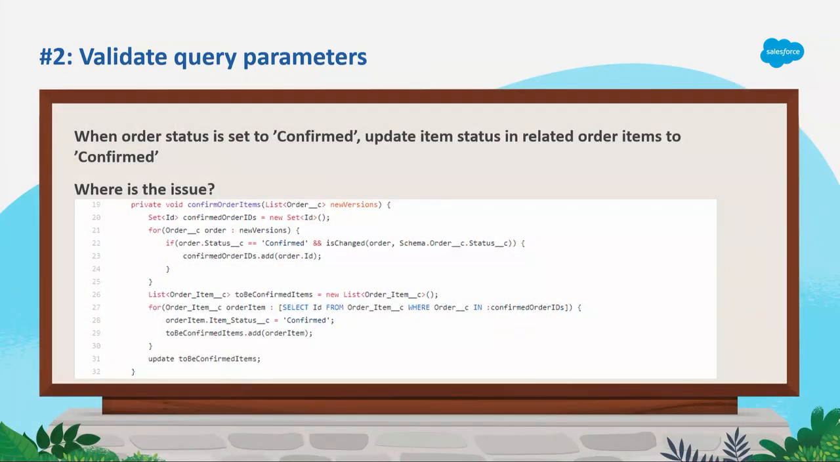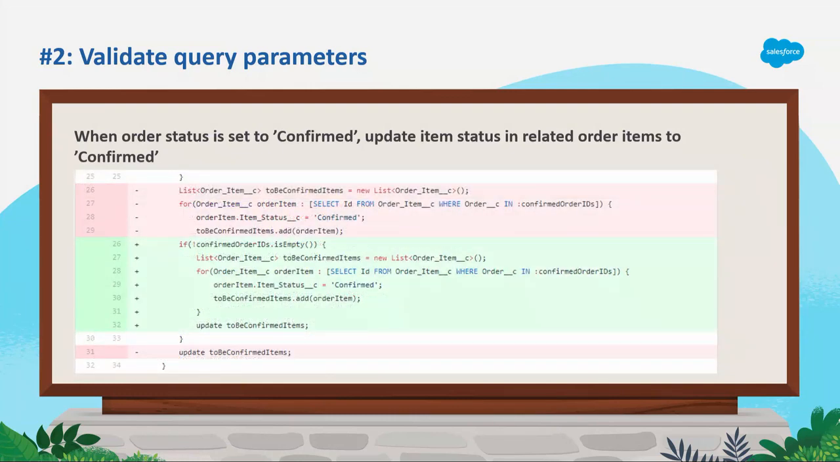And looking at the example, starting off where we finished with the previous pattern, we have only one query, but we are not checking anyway whether there are confirmed order IDs or not. So we're just executing the query. There will be, of course, no results if the set is empty. And the diff may not be the clearest one, but the relevant change is on line 26. So we're checking that the confirmed order IDs is not empty, and only then run the logic.